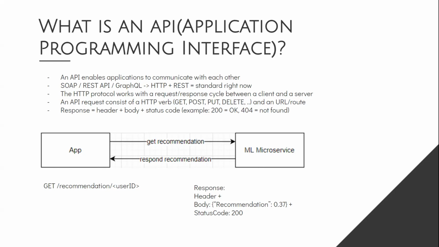Everything was fine. So how would this look in your application? Yeah, you would send, for example, a request to Spotify / recommendation / user ID. The app would ask for this. Yeah, and then the response would be some header, some meta information. Yeah, for example, a recommendation of 0.37, whatever this is, and a 200 status code. Yeah. So you would get the information about the user ID, you would generate a recommendation for this user, and you would send it back.